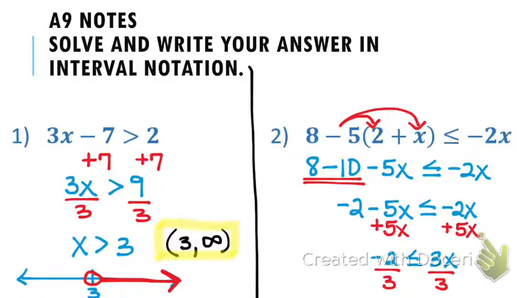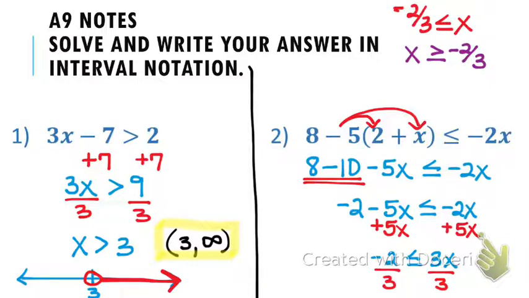So, I'm going to go to the top of the screen. So, we end up with negative 2/3 is less than or equal to x. And when you have an inequality, you always want to have that x on the left, so it could be a true inequality. So I'm just going to rewrite it and flip everything.